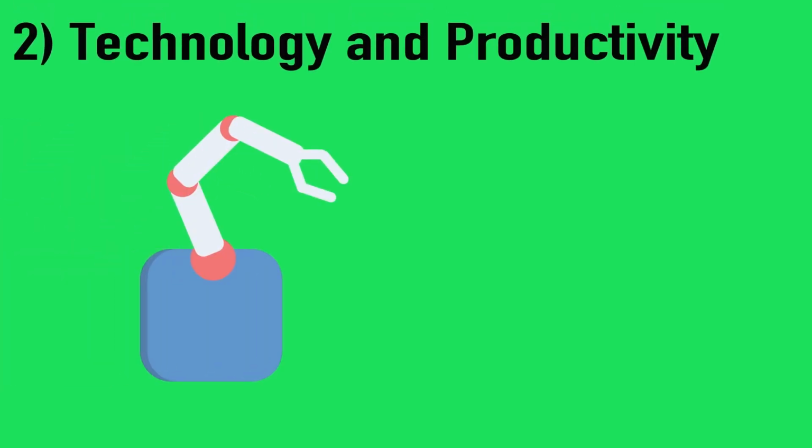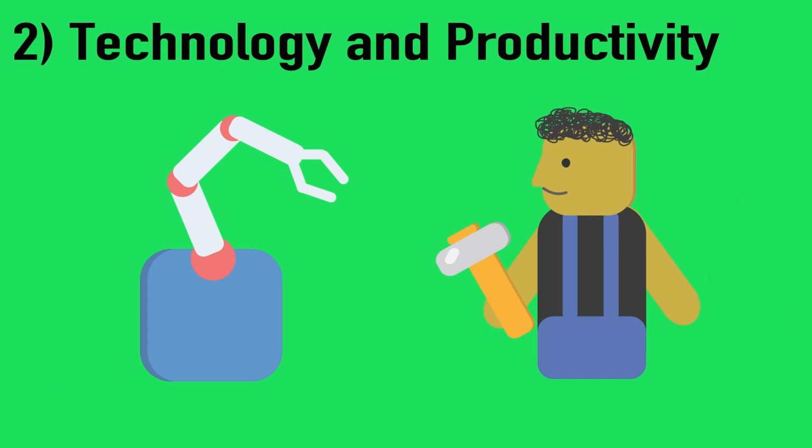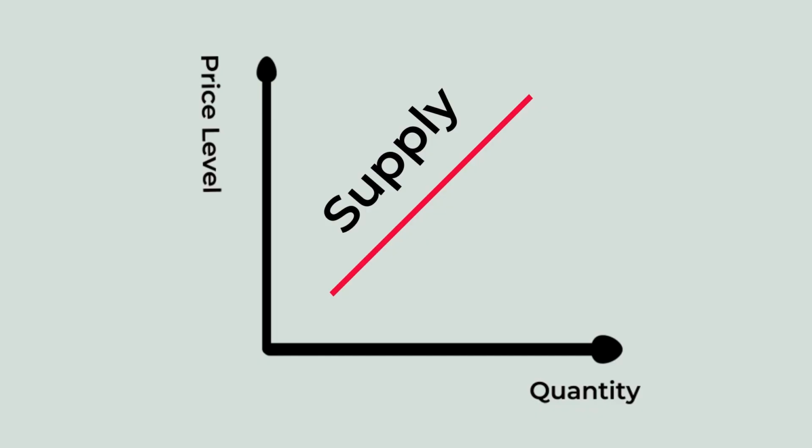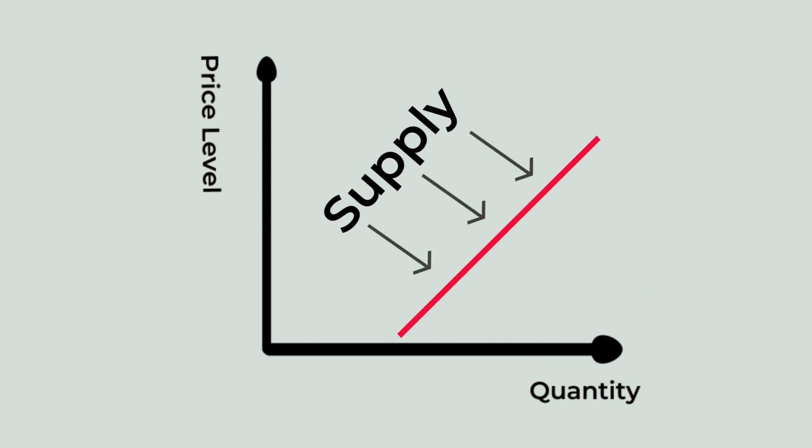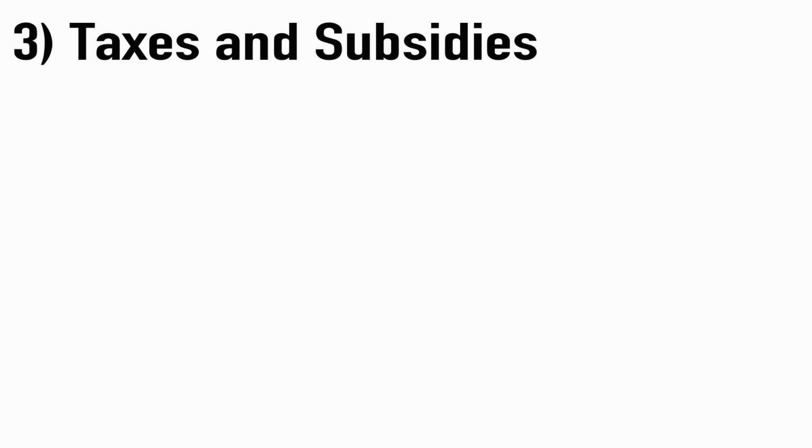Number 2, improvements in technology and productivity will lead to an increased ability to produce more of a good. Therefore, there is an increase in the supply, creating a rightward shift for the curve. Number 3, taxes and subsidies can also affect the supply of a good.